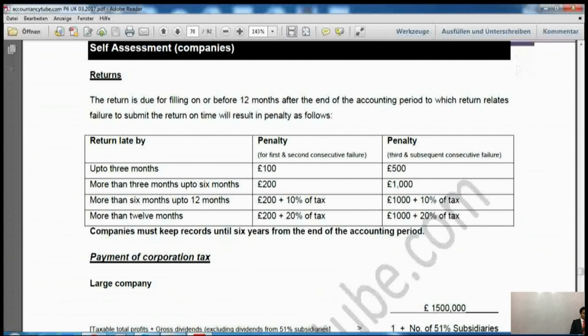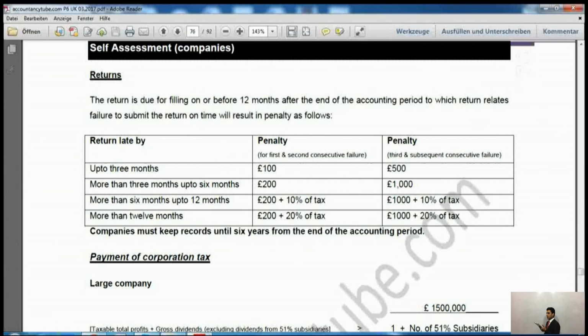Now, the tax return date is 12 months after the end of the accounting period to which the return relates. Say, for example, if your accounting period is ending on 31st December, it will be 12 months after that. Now, if they do not submit their VAT return on time, so they are late, it depends on how late they are, and accordingly the penalties will be applicable. Now, the penalties are different. If you see, there are three tables here.